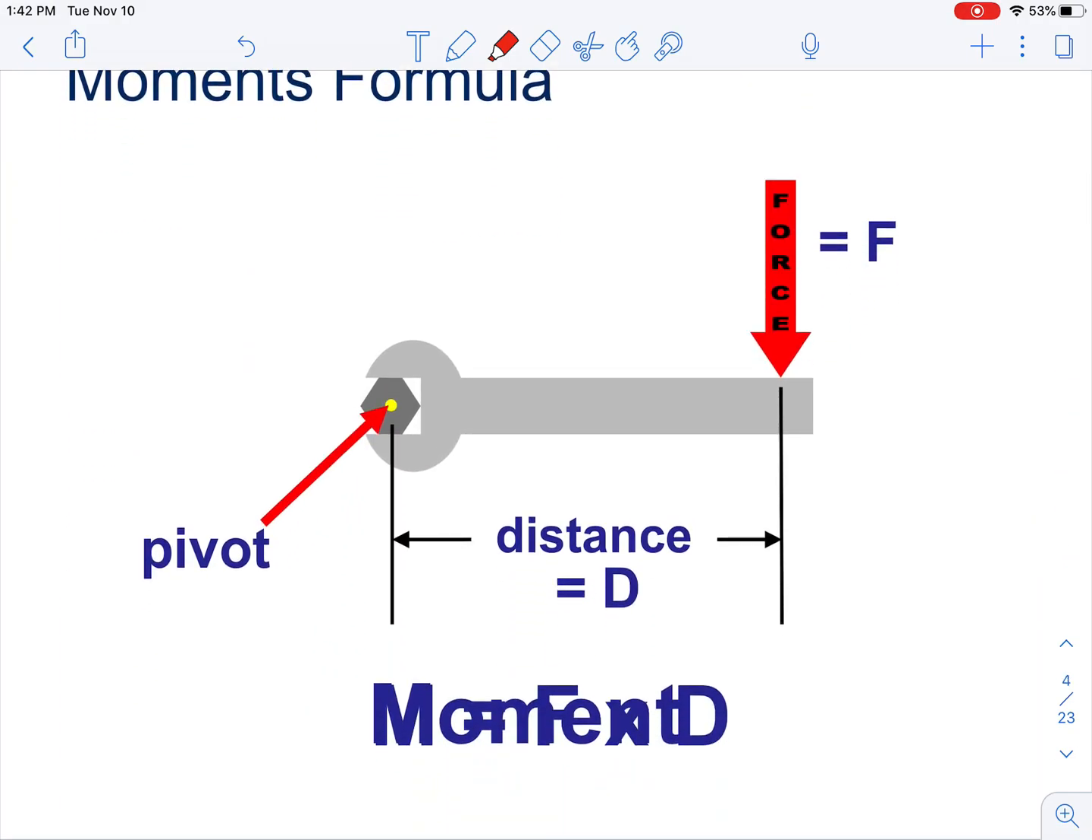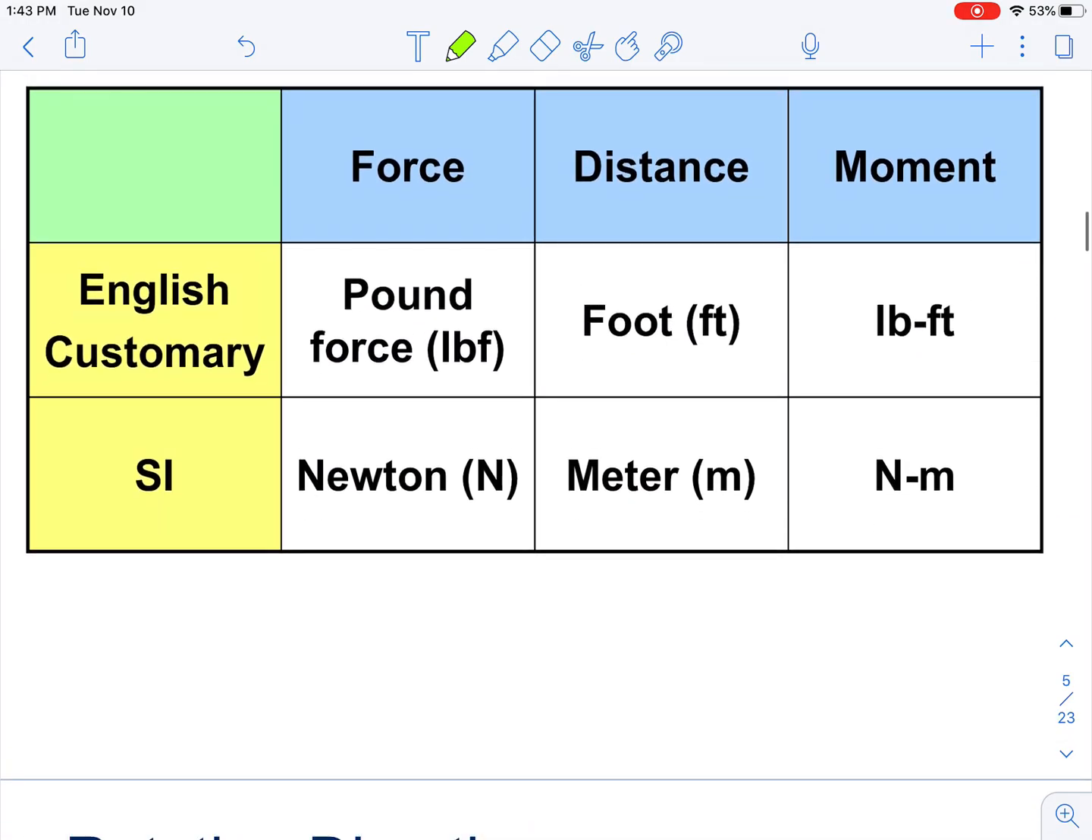So for the moment, the formula is M, moment, around, and sometimes we'll say around pivot A, like if there's an A here. Moment around pivot A is equal to the force times the distance, and sometimes we even say the distance perpendicular. And this equation is on your formula sheet. You can find it there as well. The units, if in SI units, you're going to have Newton meters, and in English customary, you have foot-pounds or pound-feet.